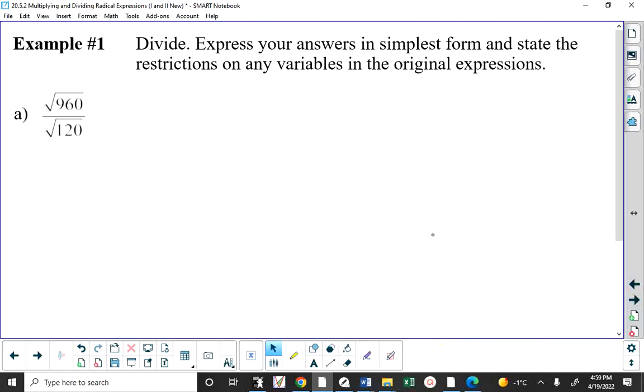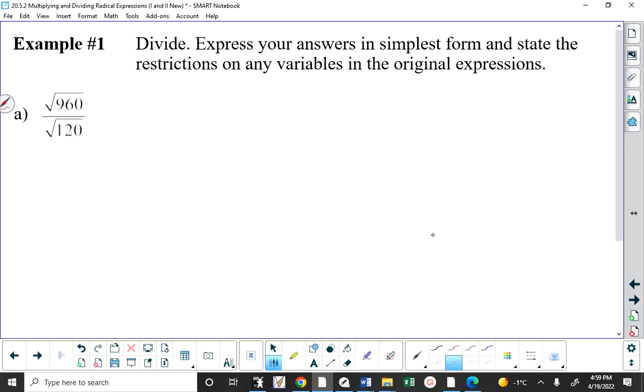Example number 1, divide. Express your answer in simplest form, always, and state restrictions on any variables in the original expressions. Well, the original expression here doesn't have any variables, so we don't have to worry about anything there. But we're asked to divide. Now, again, you are allowed to divide radicands with radicands. Don't forget, a radicand is the thing underneath the square root.